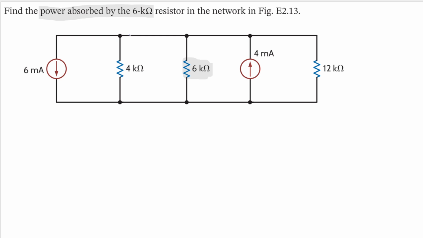Power is voltage multiplied by the current, right? Let's take a note here. So power is the voltage multiplied by the current. So we need two things here. We need the voltage and then we need the current. Let's say the current that passes through this 6 kilo ohm resistor is here, and then the voltage is here. So we need to multiply the voltage with this current.